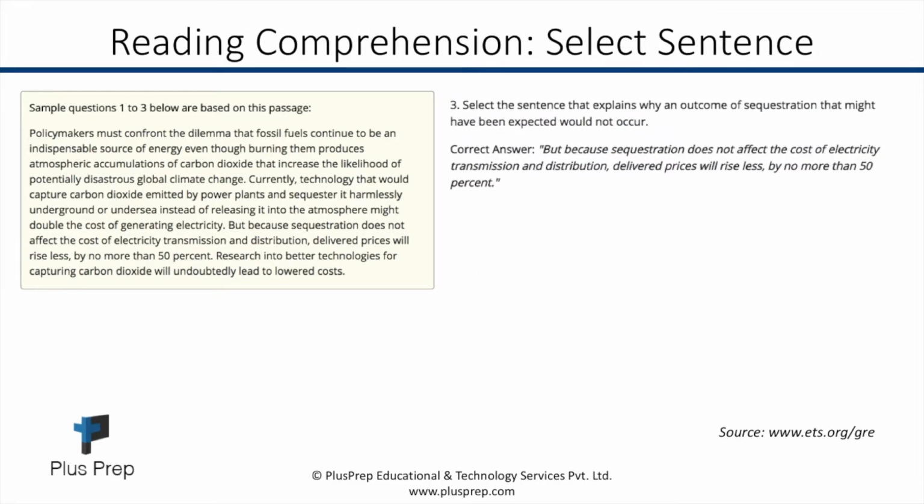The third form of question is a select the sentence kind of question, where you have no answer options, but parts of the passage become highlighted when you hover over it when you come to this question type. You're required to click on the sentence that corresponds to the question provided to you. In this case, the sentence which contains the right answer is the penultimate sentence, and this answers the question discussed in this question number 3.